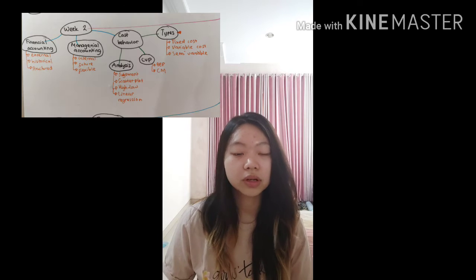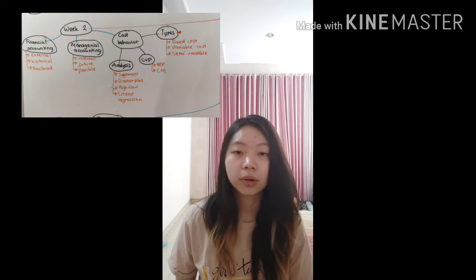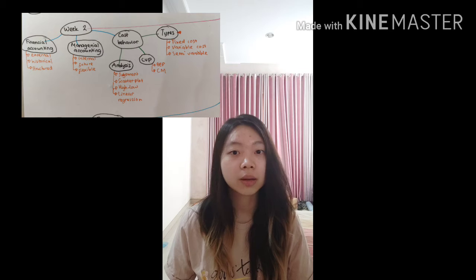And move to the second week. We learn about the difference between financial accounting and managerial accounting. Financial accounting is used by external parties, and it's based on historical data, and it's usually structured by GAAP. Managerial accounting, on the other hand, is used for internal usage, and it talks about the future and what the manager should do for the company, and it's more flexible and doesn't have a fixed structure.